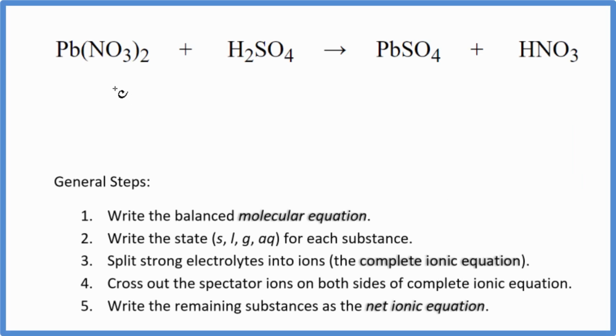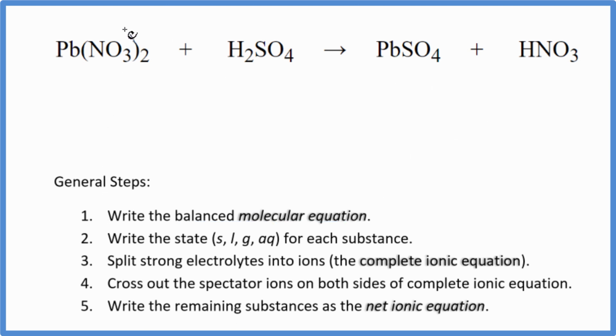In this video, we'll write the balanced net ionic equation for Pb(NO3)2 plus H2SO4. This is lead(II) nitrate. This is sulfuric acid. So the first thing we need to do to balance net ionic equations is balance the molecular equation. This is our molecular equation here.